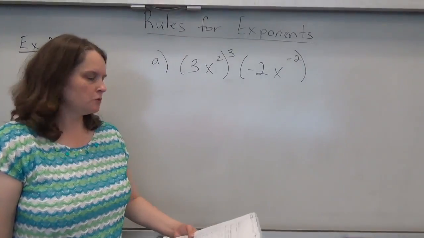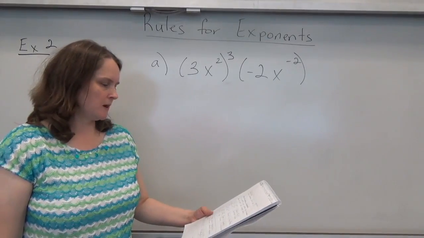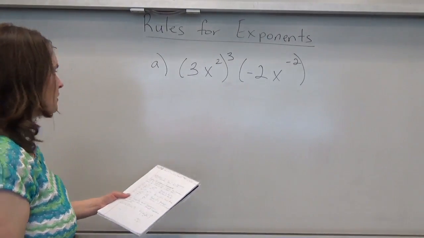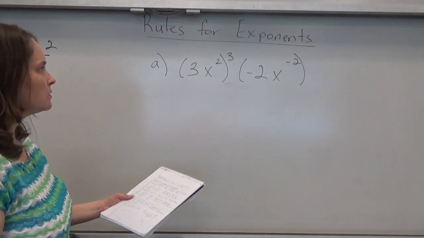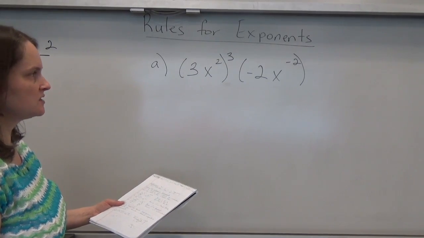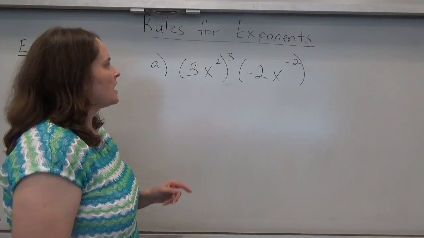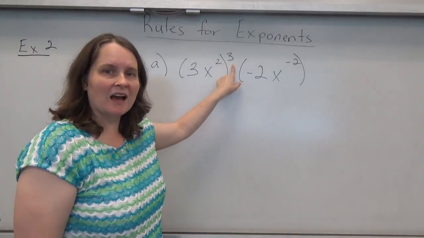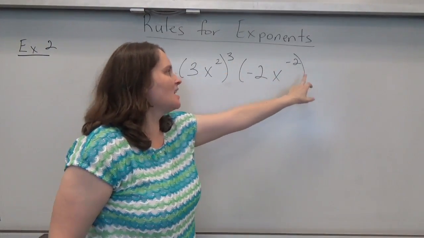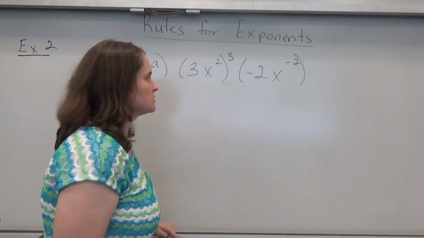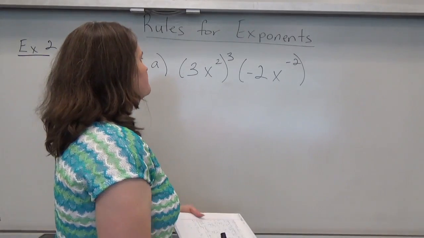Okay, so example 2, my directions state simplify each expression, write your answer without negative exponents. Part A, we've got 3x squared raised to the third power times negative 2x to the negative second. Notice that the first set of parentheses has an exponent on the outside. The second set does not have anything on the outside. So a slightly different strategy as far as how we approach these two pieces.